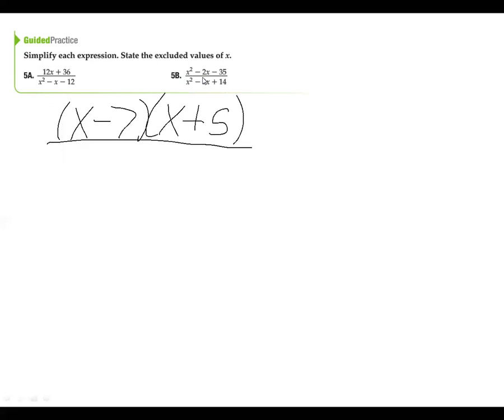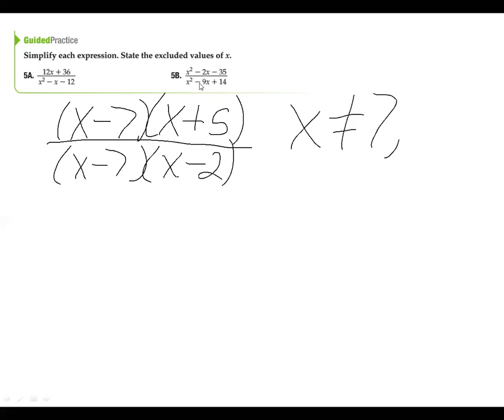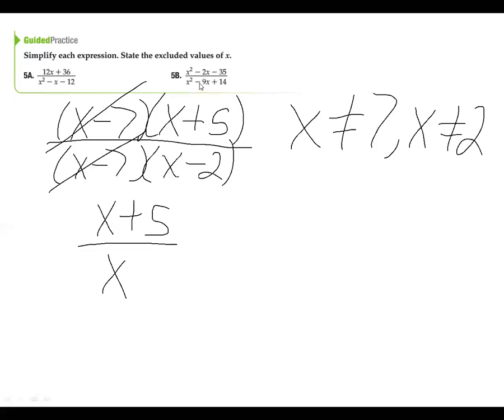The denominator: two numbers that multiply to positive 14 but add to a negative. The only way that can happen is if both factors are negative. And so x minus 7, x minus 2. So the excluded values are x not equal to 7, x not equal to 2. You can cancel out a factor of x minus 7, so you have x plus 5 over x minus 2.